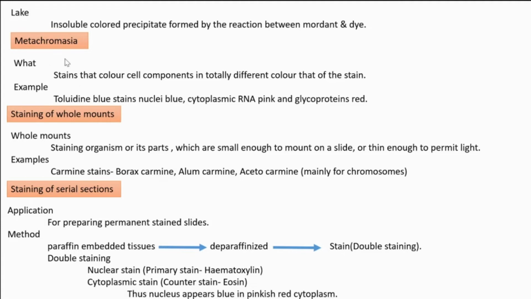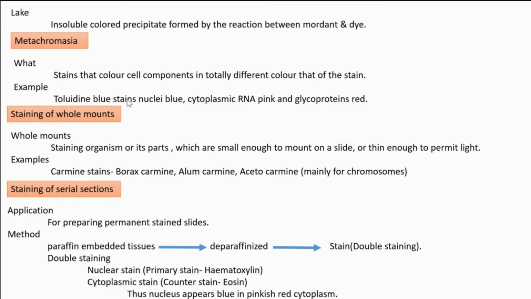Metachromasia means it is a property of certain stains which color the cell components in a totally different color than that of the stain. Anyway, you understand in that way. They have a color, but when it stains a cell, the color will be different from the color of the stain. That is metachromasia. Stains with such a property are called metachromatic stains.